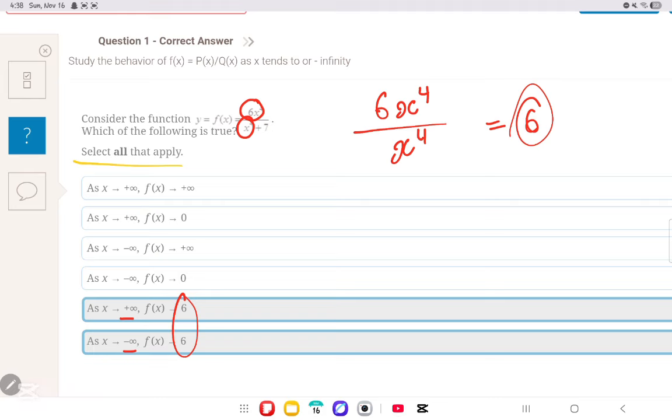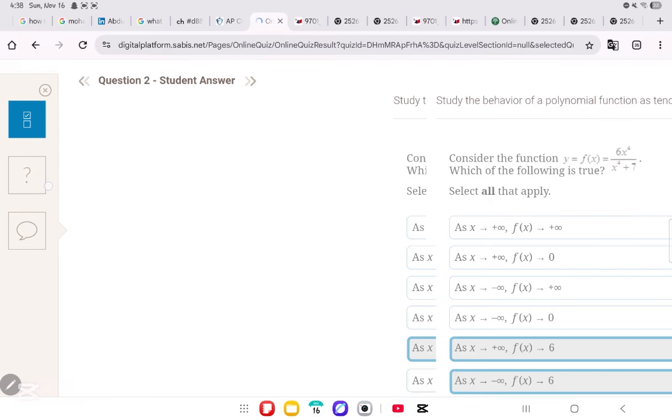So you take the highest exponent with the highest exponent, you simplify, and then you substitute plus infinity, minus infinity. Here, because I got a whole number, it doesn't matter if I put plus or minus infinity, it's going to be the whole number itself. I'm going to move on to question number 2.